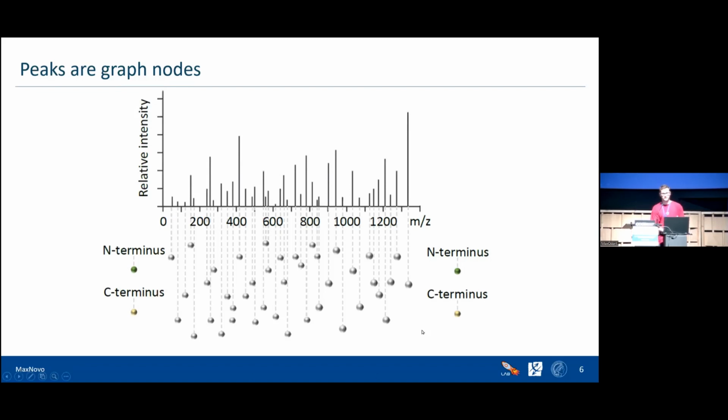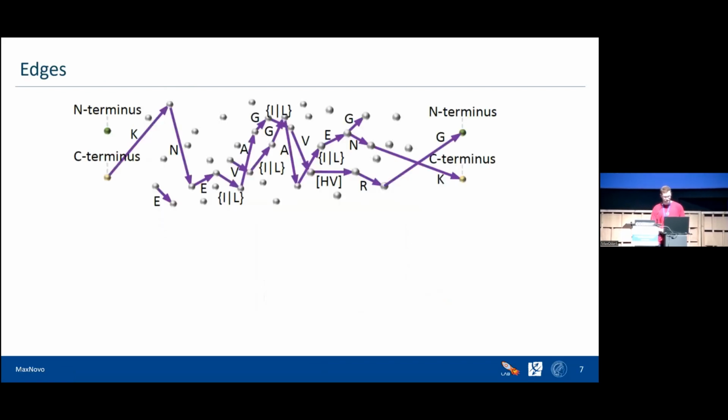We further construct pathways between these nodes, but we can only construct a pathway from nodes coming from a single ion series, meaning that we don't mix nodes from B ions and Y ions in the same pathway. The pathway can start either from the left side, from N terminus to C terminus, or from the right side, from C terminus to N terminus. Those are examples of possible pathways in a graph like that.